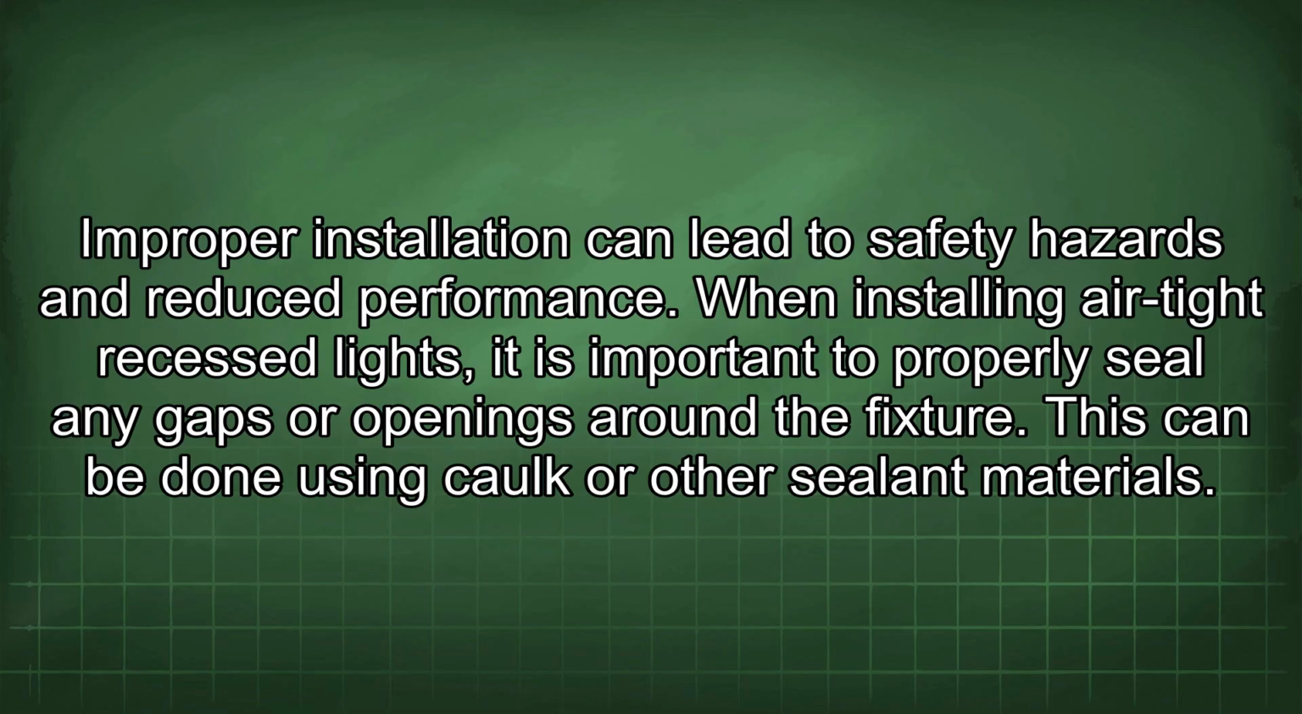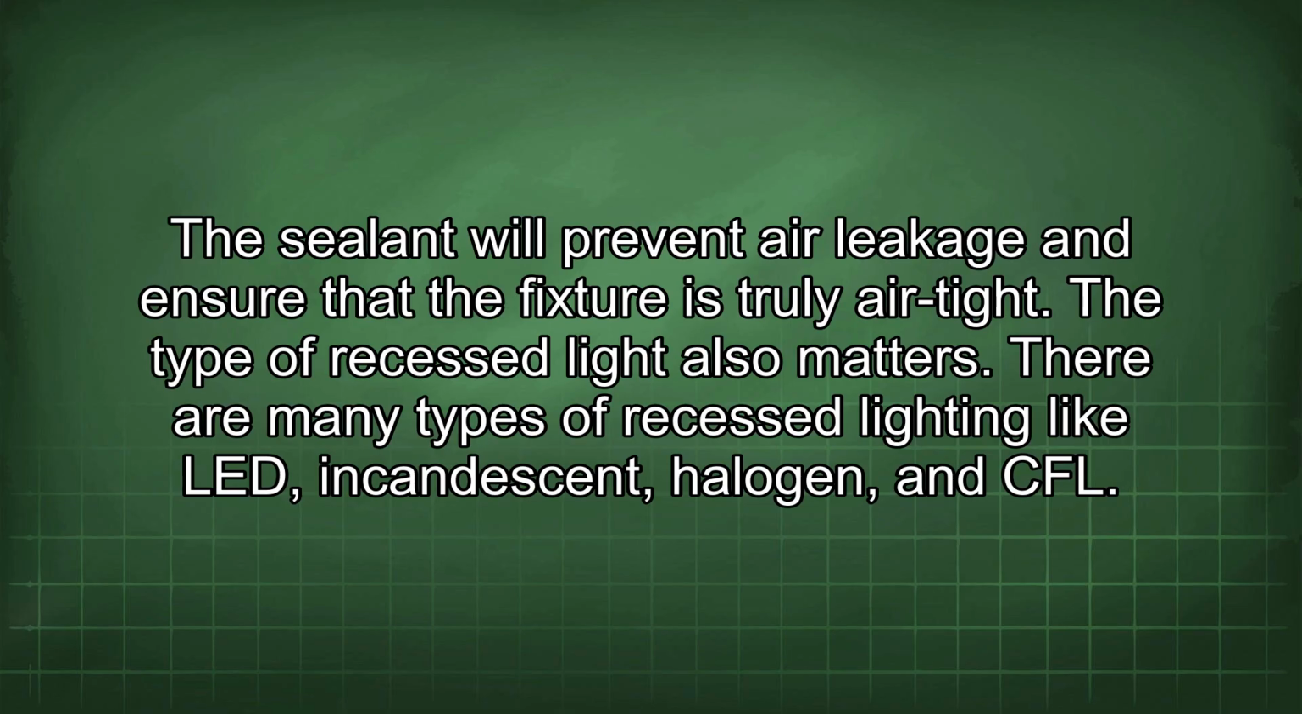An improper installation can lead to safety hazards and reduced performance. When installing airtight recessed lights, it is important to properly seal any gaps or openings around the fixture. This can be done using caulk or other sealant materials. The sealant will prevent air leakage and ensure that the fixture is truly airtight.